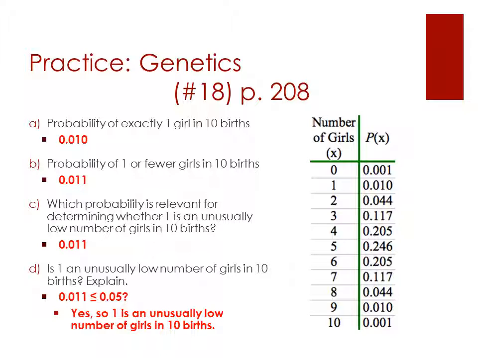So this concludes our last practice for discrete probability distributions. Next up, we have binomial probability distributions.